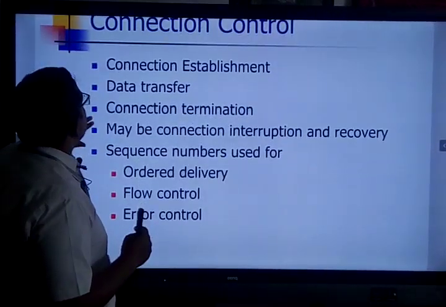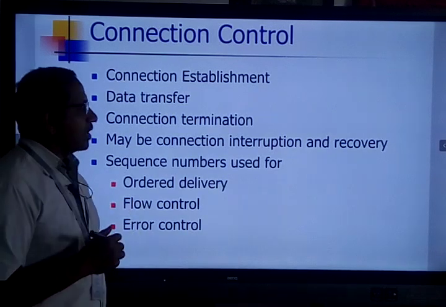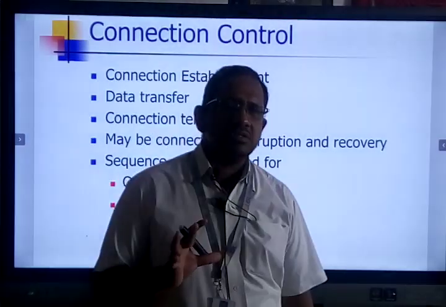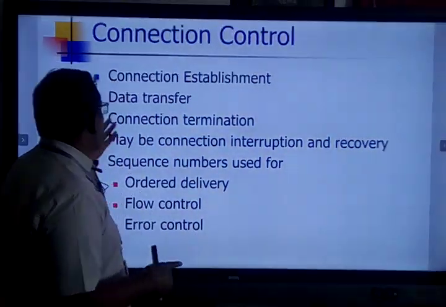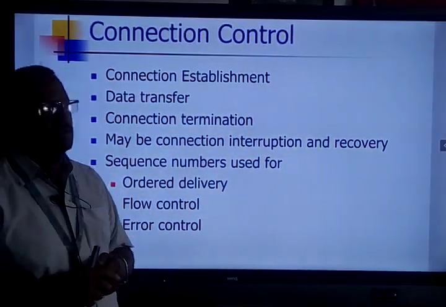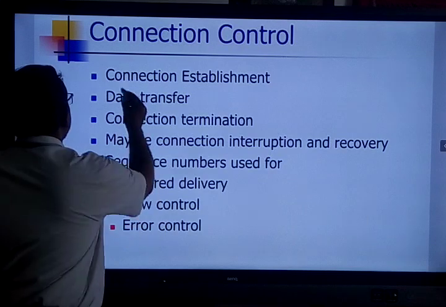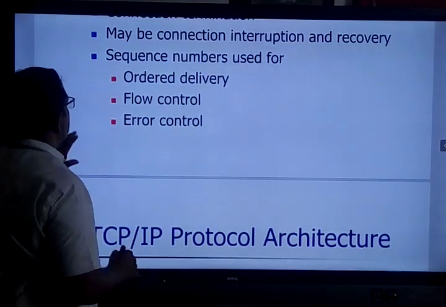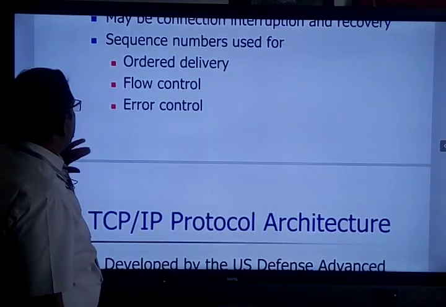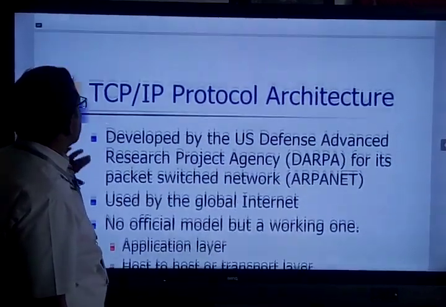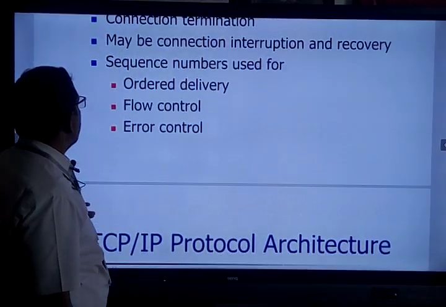Okay. The next one is connection control. What are the various connection control operations? Simply connection establishment, then data transfer, then connection termination. These three are the important points which we normally have. So these are the basics which we are going to have under this.